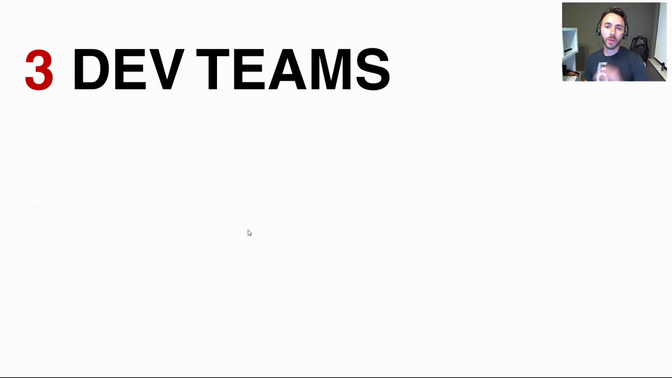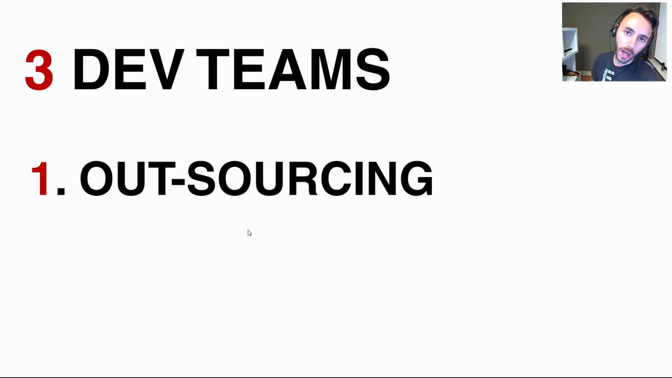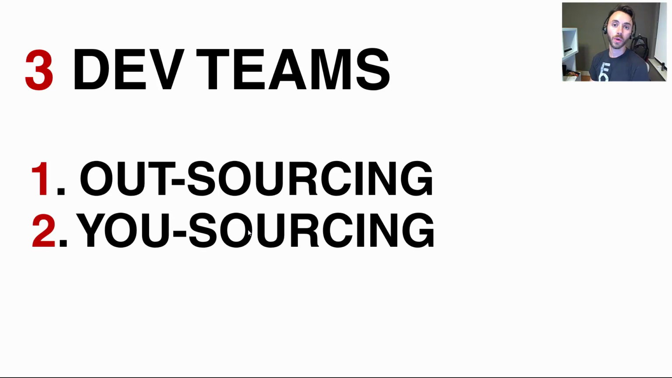All right, so there are three types of development teams that you could potentially use. Number one, outsourcing. You can outsource your development work to an external team. When I say outsourcing, it could be, of course, to India, China, any places like those, but it could also be outsourcing to an agency within the United States or Europe. So anyone who's not within your organization, you're paying them to do something. We're calling that outsourcing.